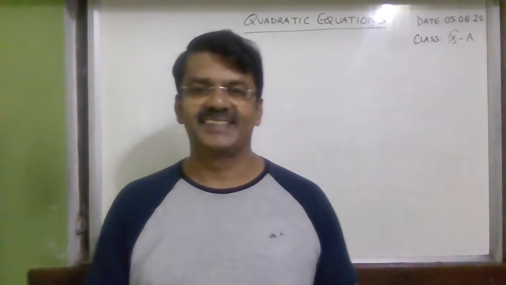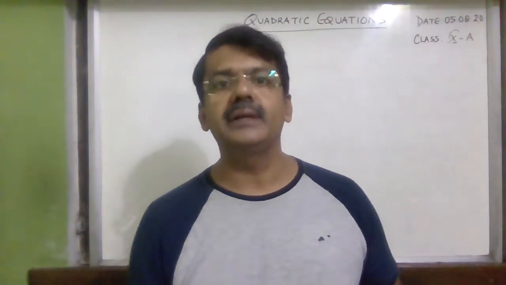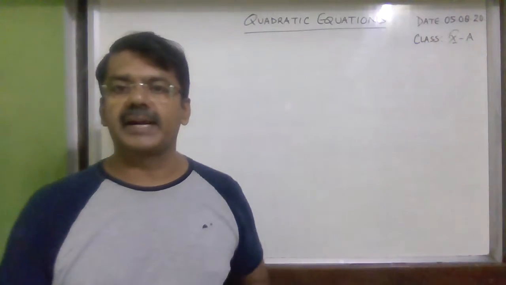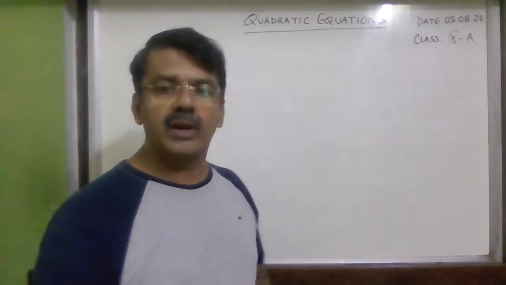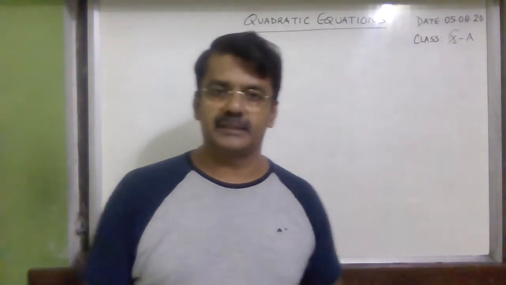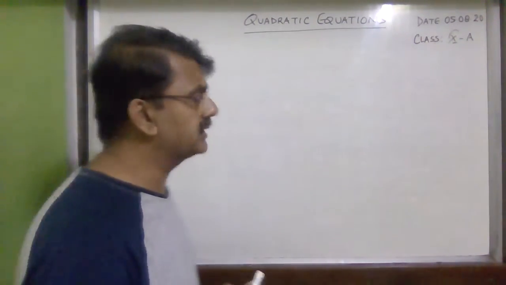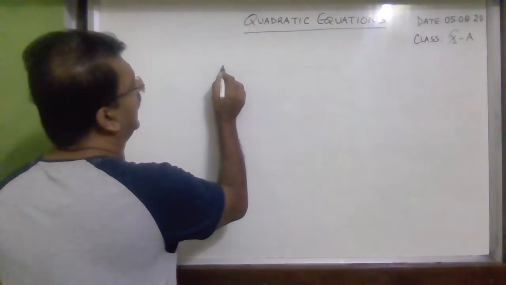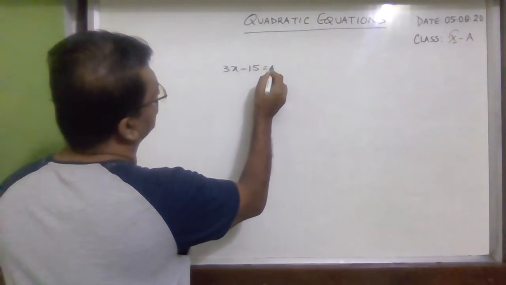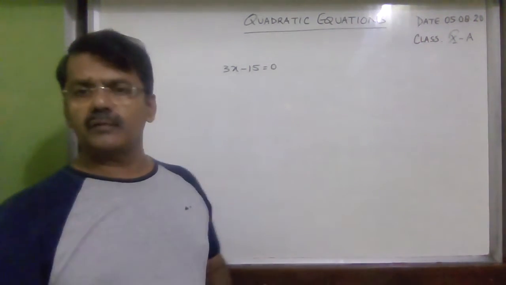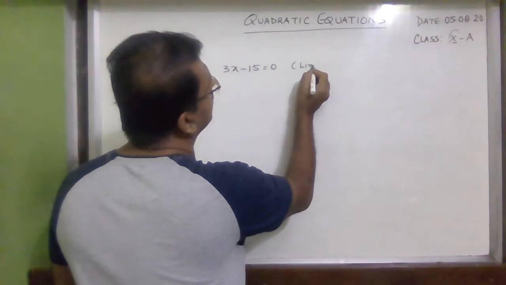Hello students, today we are going to start another topic, and that is quadratic equations. Although you have already done quadratic equations, we'll do it again. First of all, suppose it is written that 3x minus 15 is equal to 0. All of you know that this equation is called a linear equation.